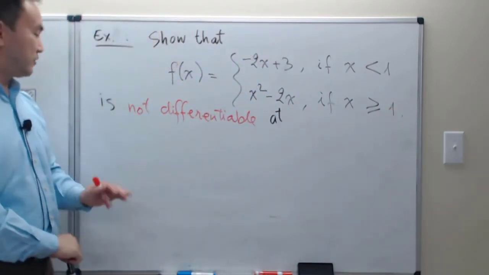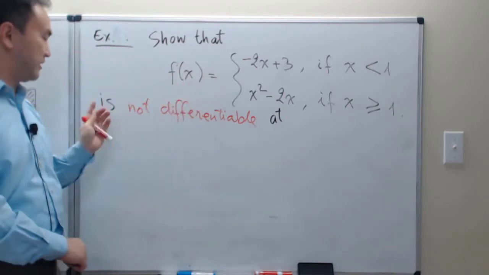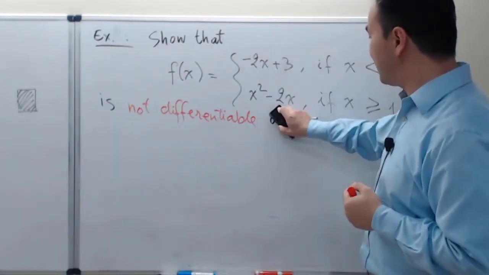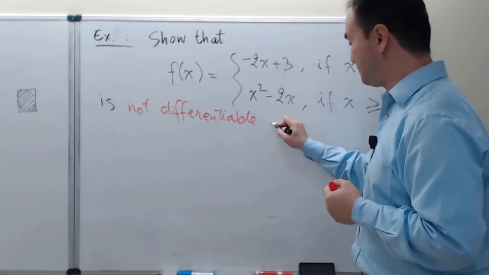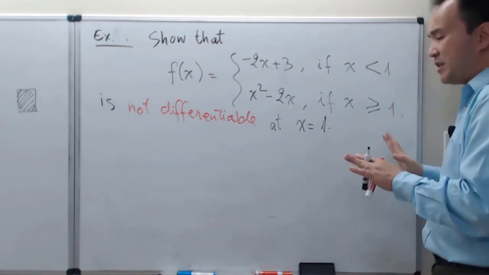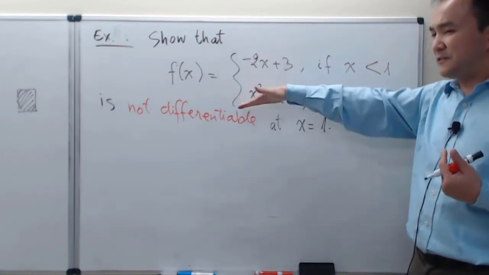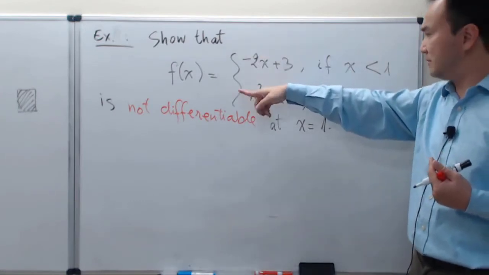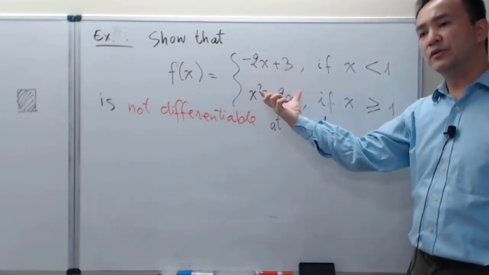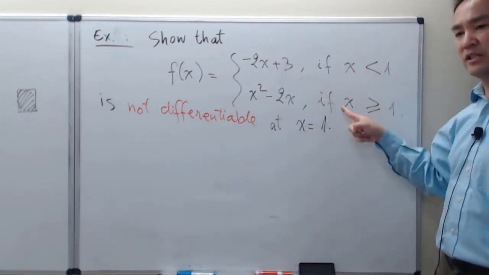Okay, and so now we want to show that this piecewise defined function is not differentiable at the given point. You can quickly make a good guess at x equals 1, because natural sense tells us that this function has a break. It switches from one piece of the function to the other piece, and that break happens right around this value x equals 1.